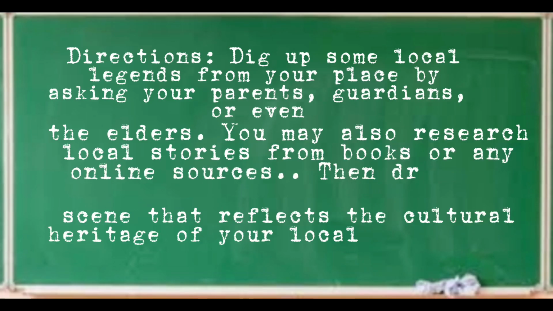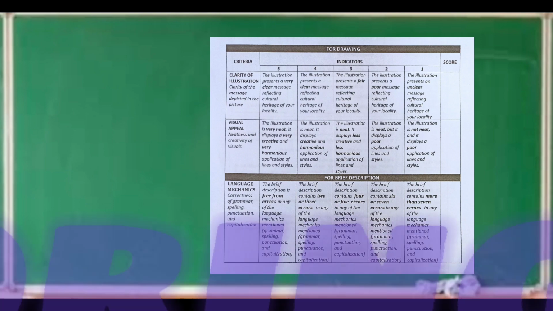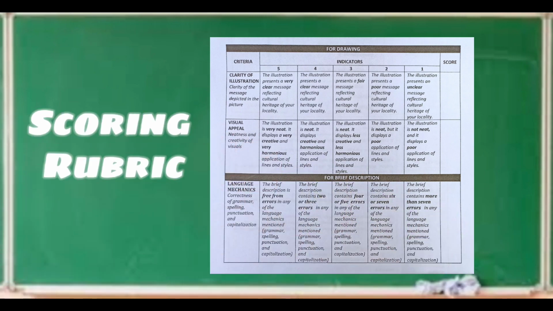This part of the module will help you sharpen your knowledge in analyzing literature as a reflection to a shared heritage of people with different backgrounds. Activity 1. Let's draw. Directions. Dig up some local legends from your place by asking your parents, guardians, or even the elders. You may also research local stories from books or any online sources. Then, draw one scene that reflects the cultural heritage of your locality. Provide a brief description of your drawing. Do this on a separate sheet of paper. Be guided by the rubric for scoring.